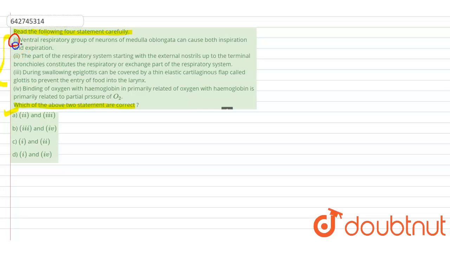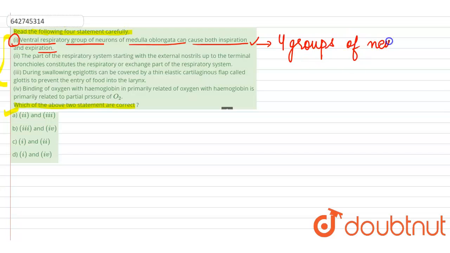So if we start with statement 1, it says that the ventral respiratory group of neurons of medulla oblongata can cause both inspiration and expiration. So this statement is correct. The medulla oblongata ventral respiratory group of neurons are basically groups of neurons that are responsible for the process of respiration, that is, for inspiration and expiration. So thus this statement is correct.